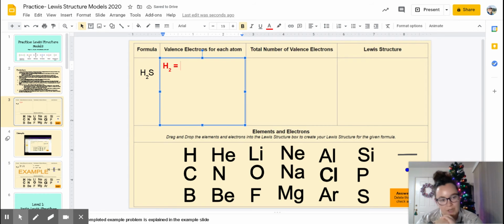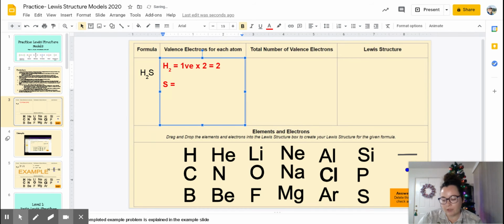If you find hydrogen on your periodic table, we know that hydrogen has 1 valence electron. We multiply that by the number of hydrogen atoms we have. In this scenario, we have H2, so we have 2 hydrogen atoms. So 1 times 2 gives me 2. Pretty simple math.